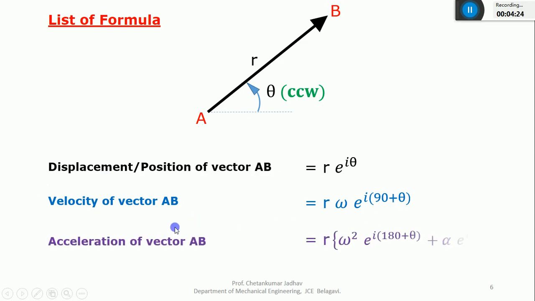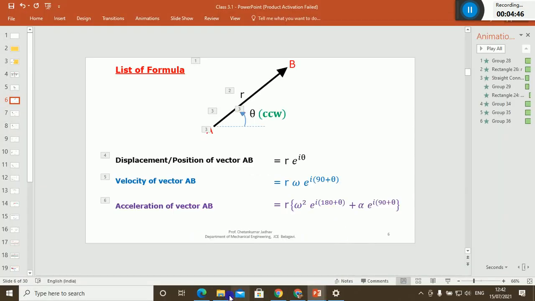And after that, when you differentiate this velocity vector, you will get the acceleration of vector AB. So you'll get the formula r in brackets omega square e raised to i (180 plus theta) plus alpha into e raised to i (90 plus theta), where alpha is the angular acceleration, which is nothing but d omega by dt. If you want, I can show the derivation.